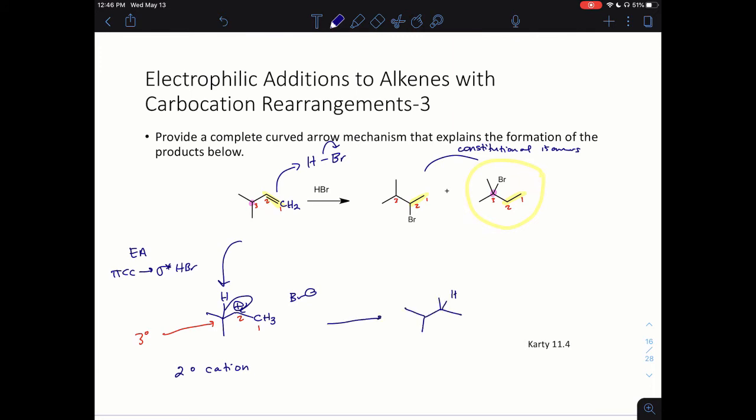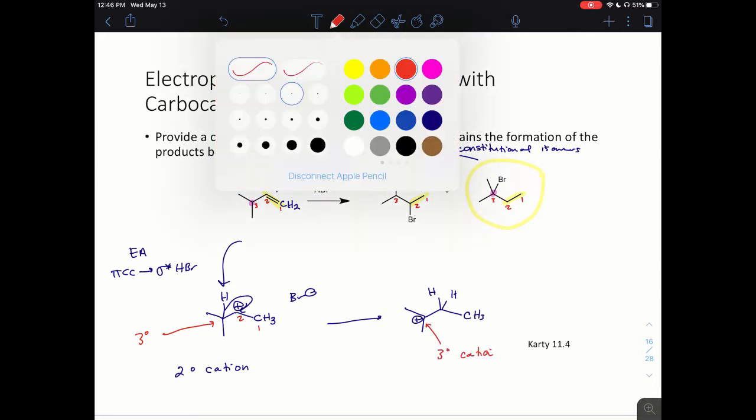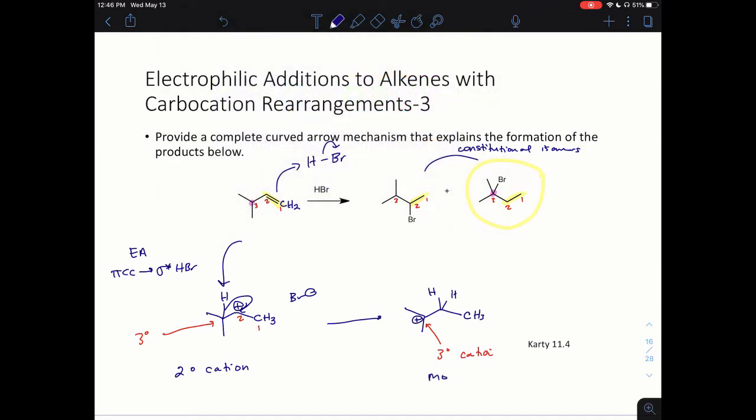Now there's two hydrogens here. So to generate a tertiary carbocation, which is more stable. This tertiary cation can react with the bromide that was formed when HBr added to the alkene in a coordination step to form the tertiary alkyl halide.